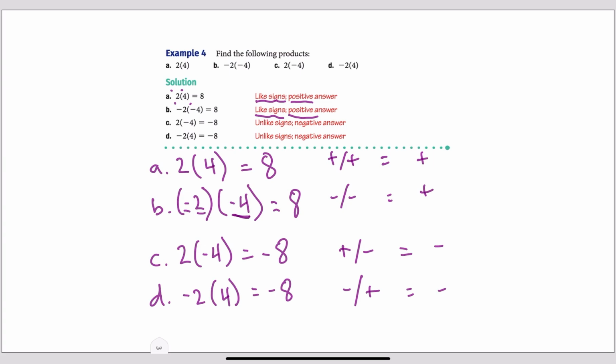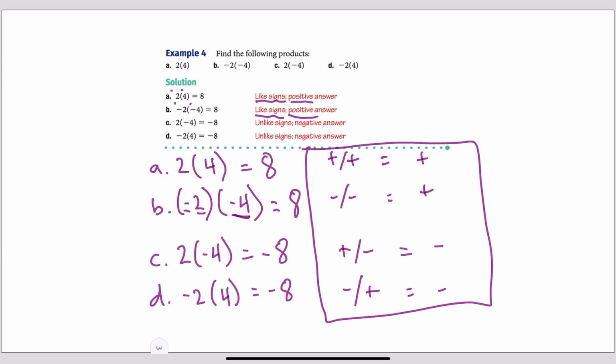And so hopefully this table here summarizes what we know about multiplication with integers, which is that we multiply the absolute values of the numbers. The 2 and the 4 is going to get 8 every time. And the only thing we have to decide is whether we have 2 of the same sign, in which case it's positive, or if we have different signs, in which case it's negative.